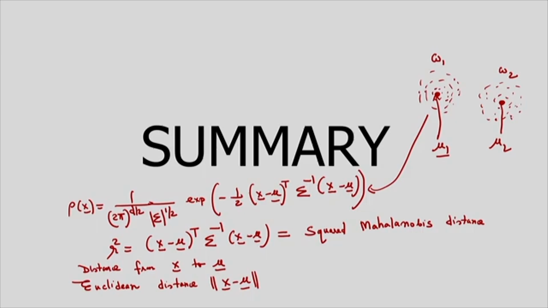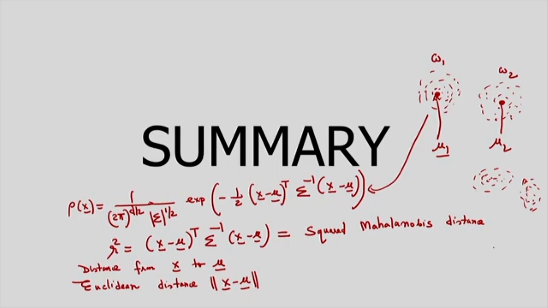The center of the cluster is determined by the mean vector, and the shape of the cluster may be something like this, or maybe like this. So the shape of these clusters is determined by the covariance matrix. I am repeating this: if I consider the clusters corresponding to different classes, then the center of the cluster is determined by the mean vector, and the shape of the cluster is determined by the covariance matrix.